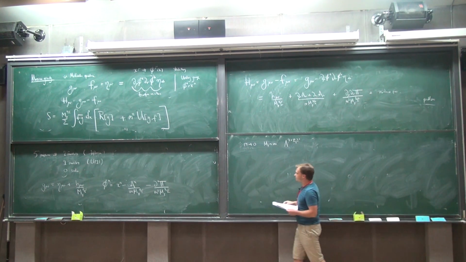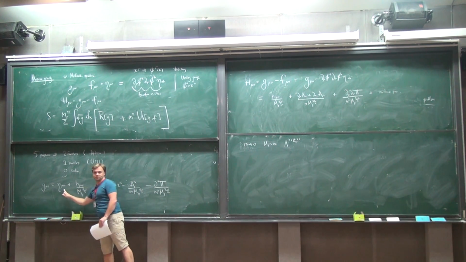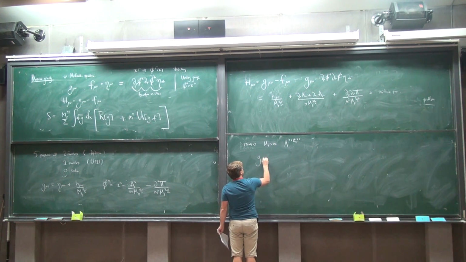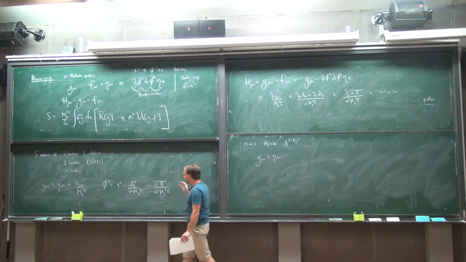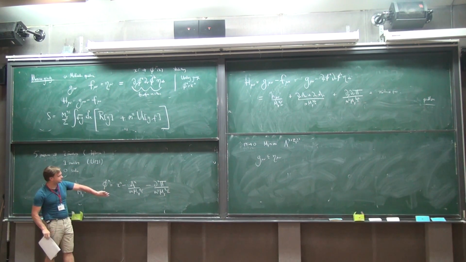And in that limit, M_Planck goes to infinity, so g_{μν} just becomes η_{μν} at leading order. Okay, we'll just look at the leading order piece for now. For the full thing you have to go to subleading order, but let's just look at the first piece. So g_{μν} becomes η_{μν}.